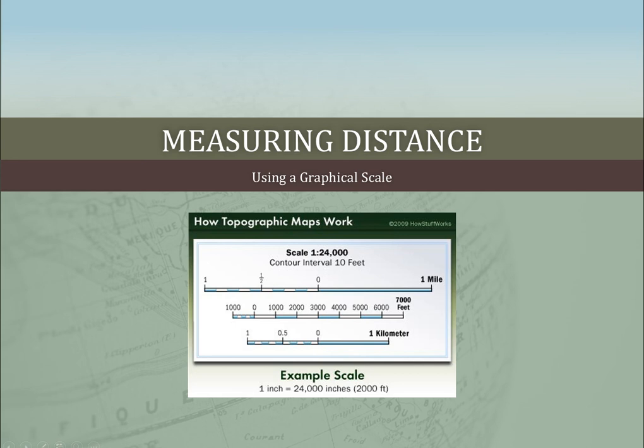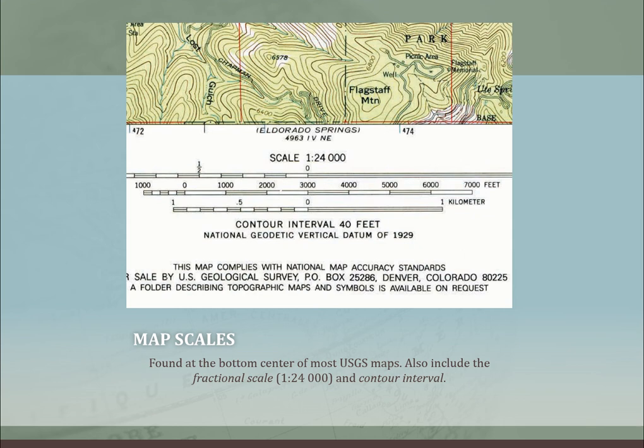Measuring distance using a graphical scale on a topographic map. This is the typical graphical scale. Actually, it's a set of several map scales at the bottom of a USGS map. These are usually found at the center of the bottom underneath the map. You can see part of the map up the top here.